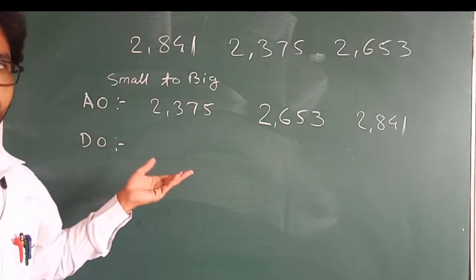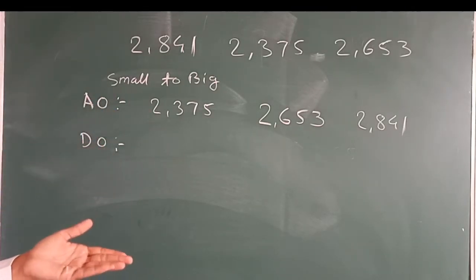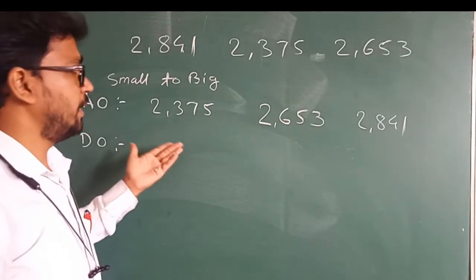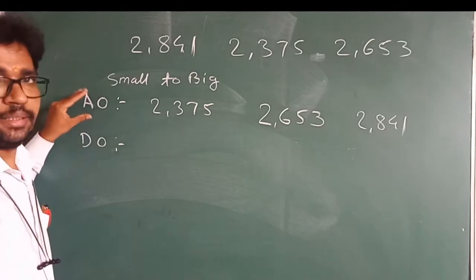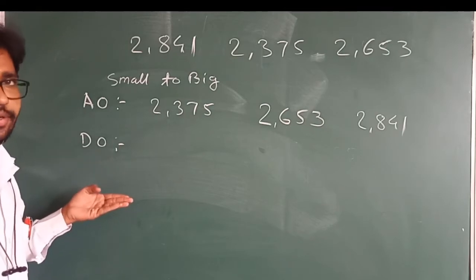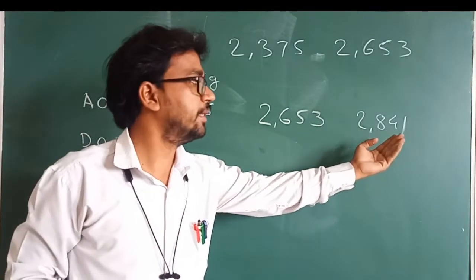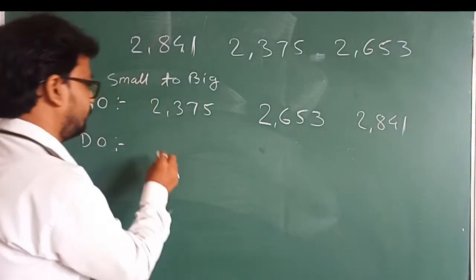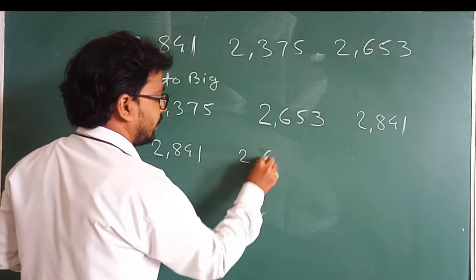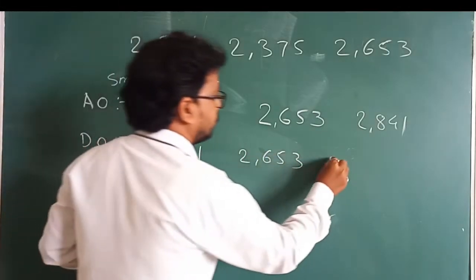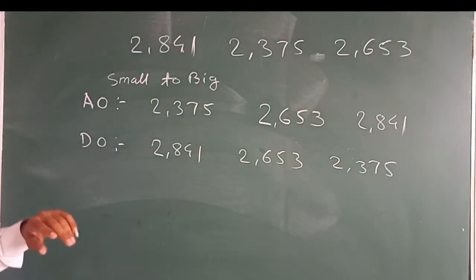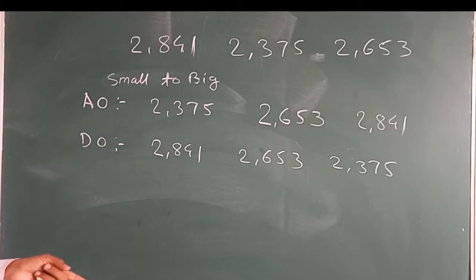ओके, असेंडिंग ऑर्डर में हम क्या करते हैं? छोटे से बड़ा, एंड डिसेंडिंग ऑर्डर में बड़े से छोटा. सो विच इज द बिगर नंबर? सो इफ वी टेक रिवर्स ऑर्डर ऑफ असेंडिंग ऑर्डर देन इट विल बी अ डिसेंडिंग ऑर्डर. यानी इसका अगर रिवर्स ऑर्डर लेते हैं बड़े से छोटा, तो ये पहले आएगा. सो इट इज 2841, देन 2653, and then 2375. So here it is the descending order. Got it? Ascending and descending order.